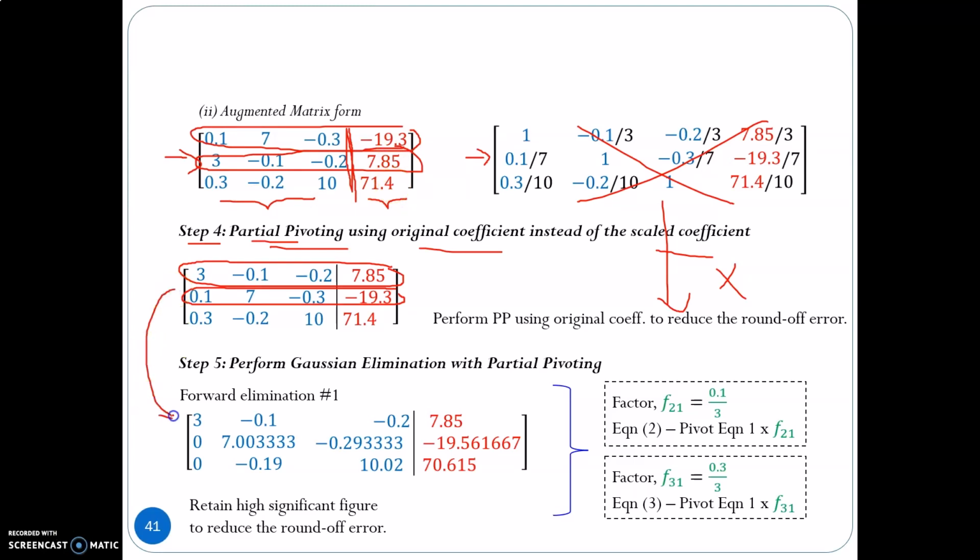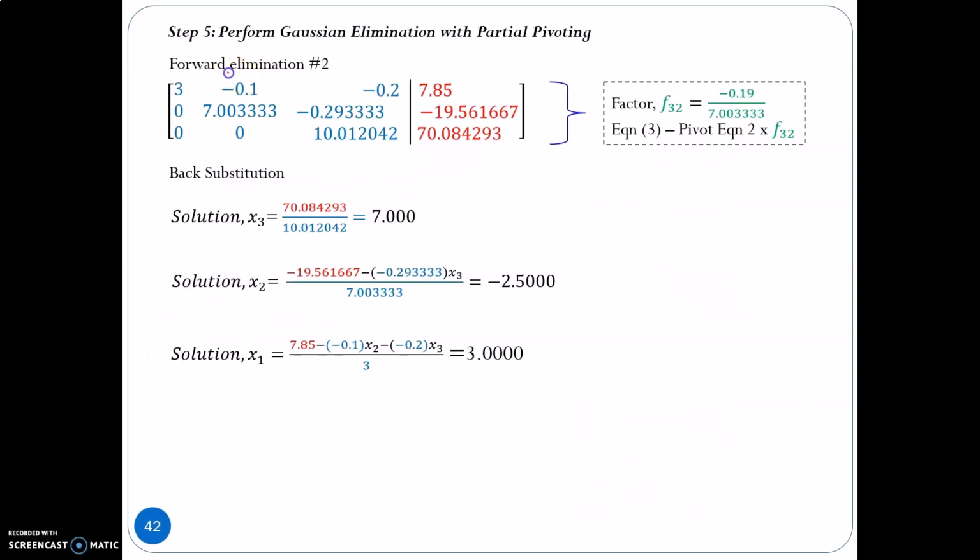Then we can continue to perform the Gaussian elimination by taking the forward elimination to make these two components 0. This can be done by using this factor and the equation here. During the calculation, try to retain or keep the highest significant figures. For example, in this case, you have 1, 2, 3, 4, 5, 6, 7 significant figures, in order to reduce the calculation error due to round-off error. And then you can continue to perform the forward elimination by letting this equal 0 using this equation.